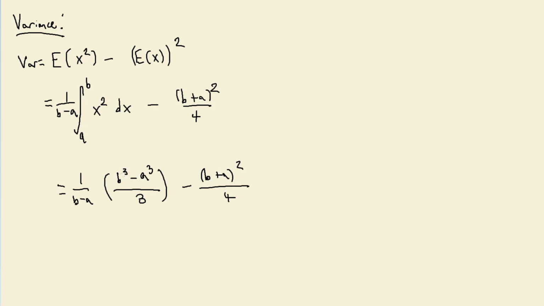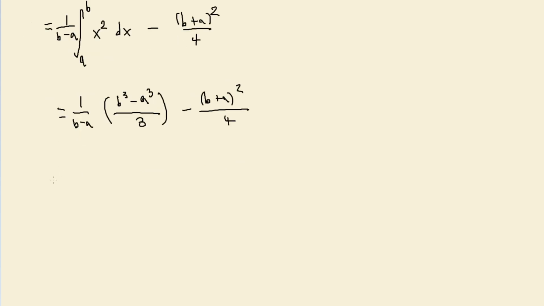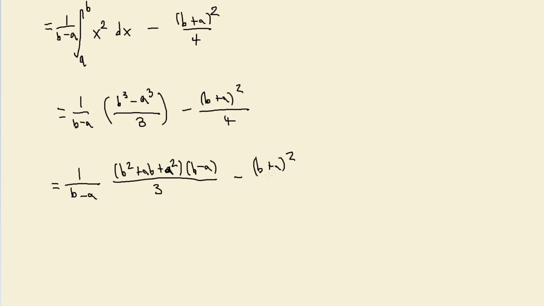So in order to move forward here, we have to factor out this expression right here. And you probably don't have the difference of cubes memorized. I know I didn't. But what this is actually going to reduce to is 1 over (b minus a), and then the b cubed minus a cubed can be factored out into (b squared plus ab plus a squared) times (b minus a). If you don't believe me, I encourage you to FOIL this out and see that it does evaluate to b cubed minus a cubed. This is going to be divided by 3, minus (b plus a) squared over 4. And then here, this (b minus a) will cancel with that (b minus a).